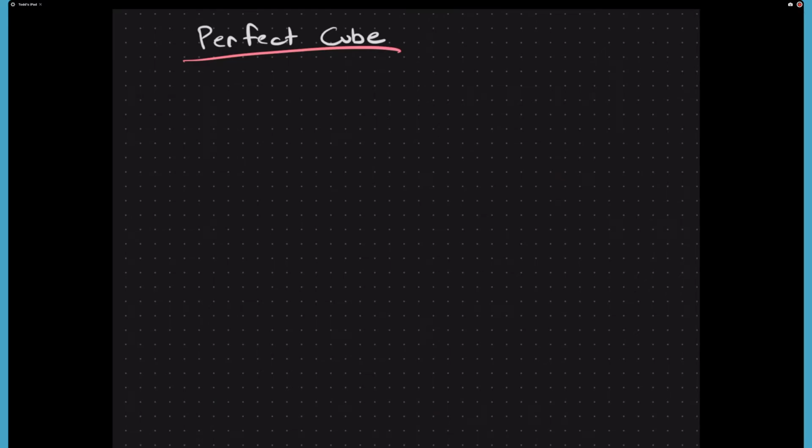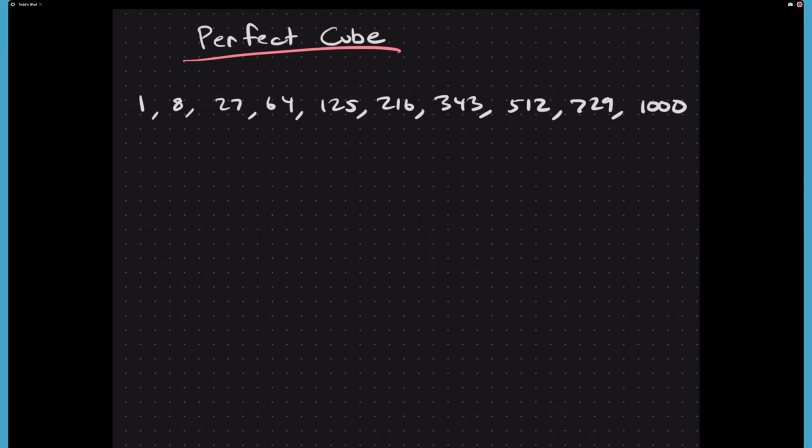On to our final concept, and that is the perfect cube, which is very similar to the perfect square, except a perfect square is only 2 numbers multiplying together. The perfect cube are 3 identical numbers multiplying together. So the first 10 perfect cubes would be 1, 8, 27, 64, 125, 216, 343, 512, 729, and finally 1,000.